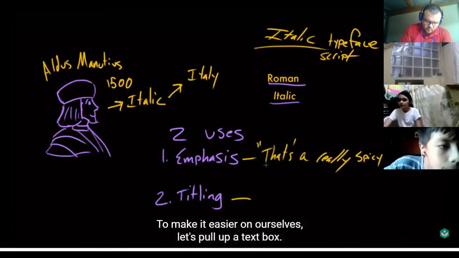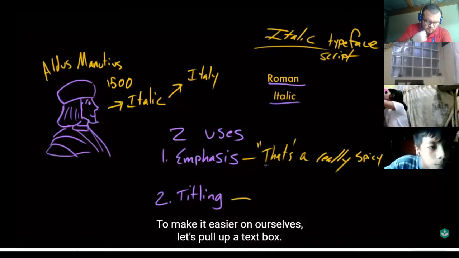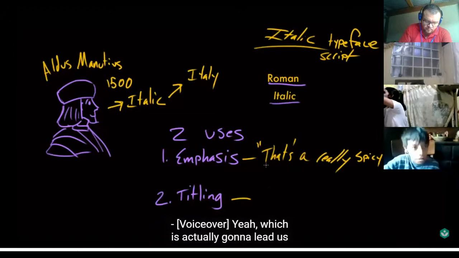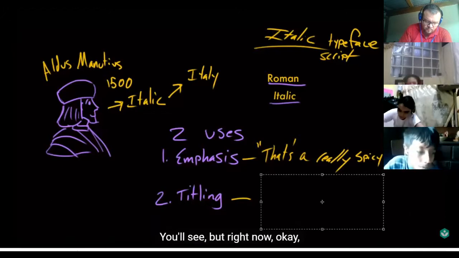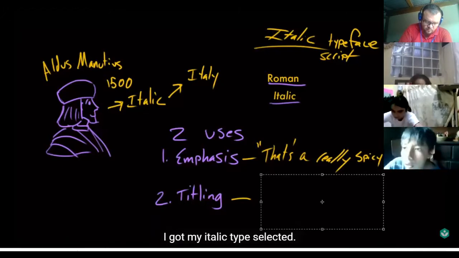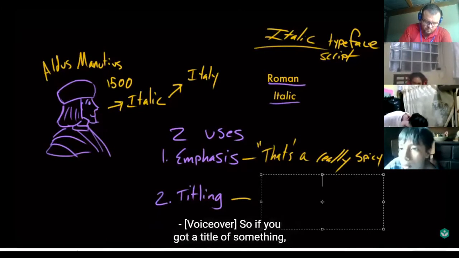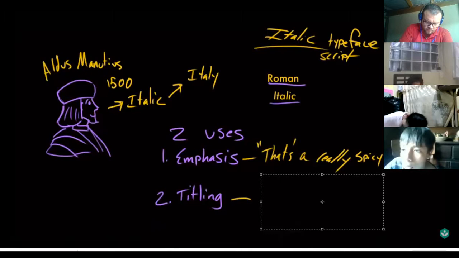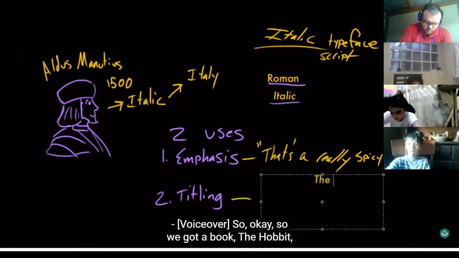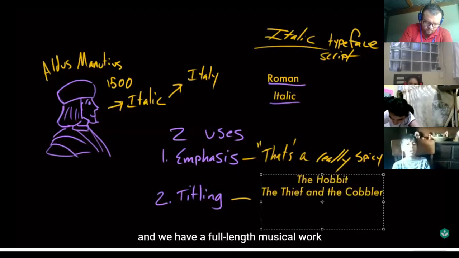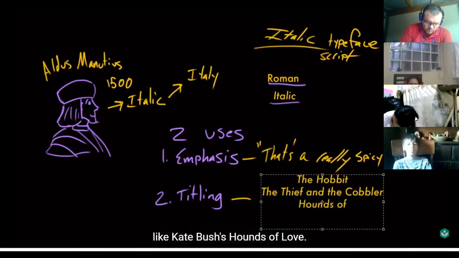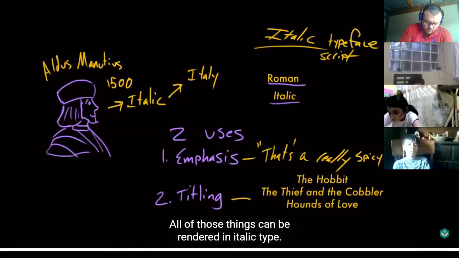And you know what, to make it easier on ourselves, let's pull up a text box. Yeah, it's kind of hard to write italics, which is actually going to lead us into another part of this video. Italic type selected. So how do titles work? If you have a title of something like a book or a movie. Okay, so we've got a book, The Hobbit, and a movie. And we have a full length musical work like a symphony or an album like Kate Bush's Hounds of Love. All of those things can be rendered in italic.